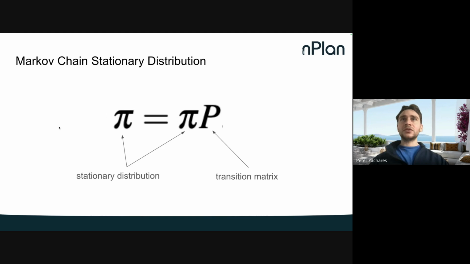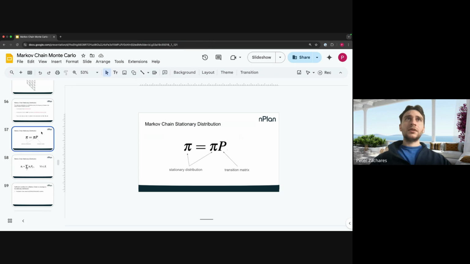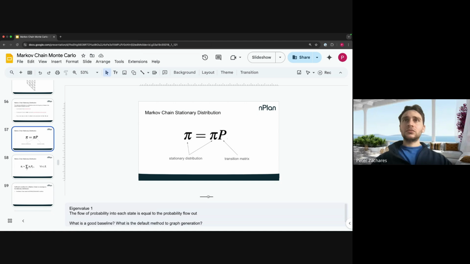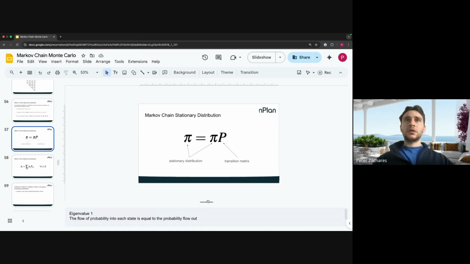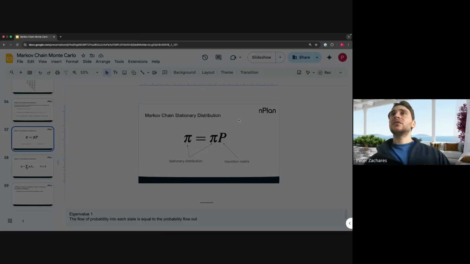I also had some notes. I just want to make sure that I didn't miss anything. Yeah. I'm glad I looked at my notes.